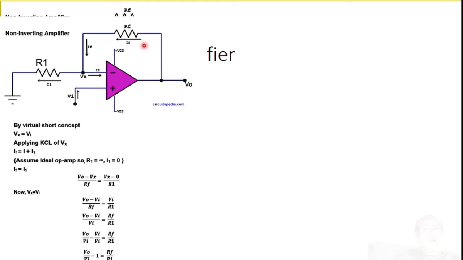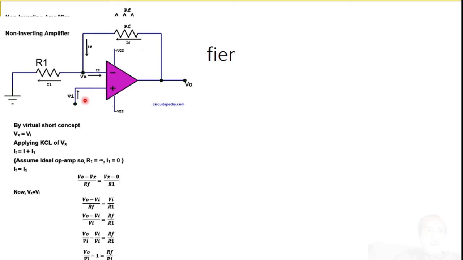The current flowing through the feedback resistor, let it be IF or I0. V0 is the output voltage. VI is the input voltage. The signal is given here. Then the dual supply is applied here, pin number 4 and pin number 7. Plus VCC is applied to pin number 7 and minus VCC is applied to pin number 4. So this is the circuit diagram.